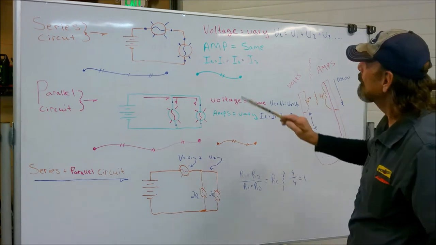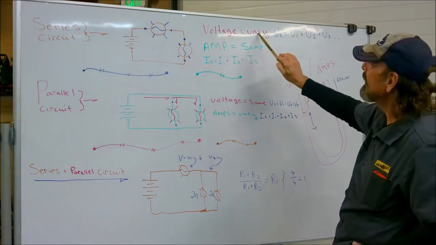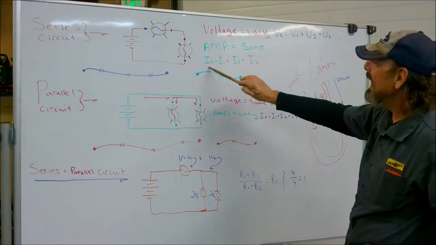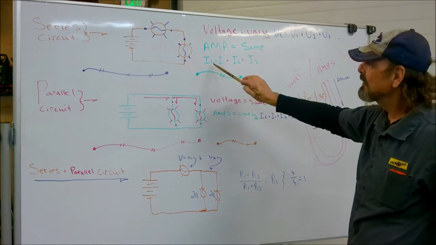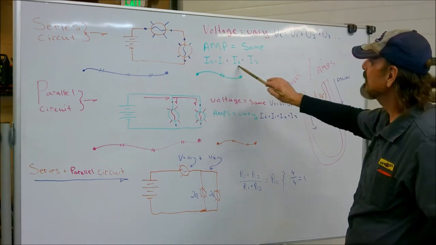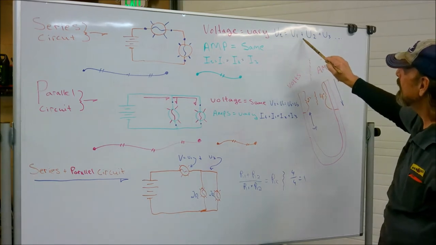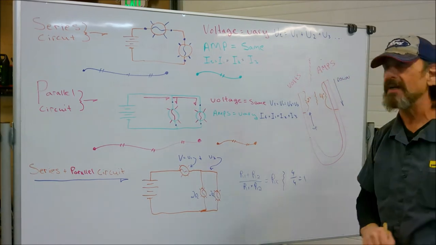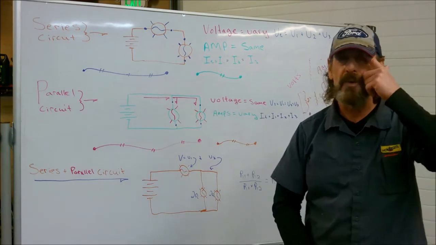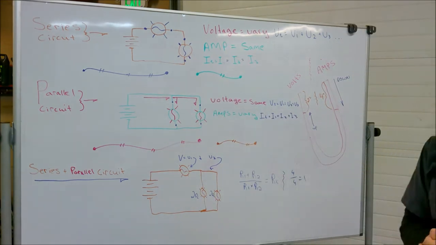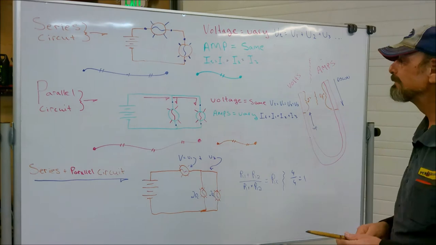And what you have is the formula. Voltage will vary, amps stay the same. Amps, or I, total is I1 equals I2 equals I3. Voltage total is voltage 1 plus voltage 2 plus voltage 3. That's the formula. Write it down in your notes for your future reference on your quiz.